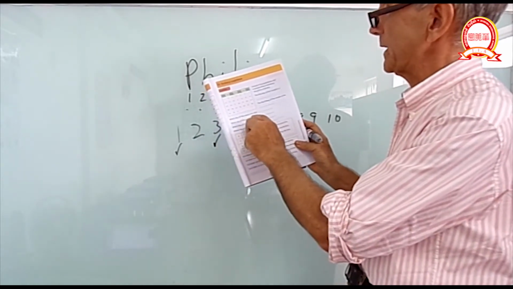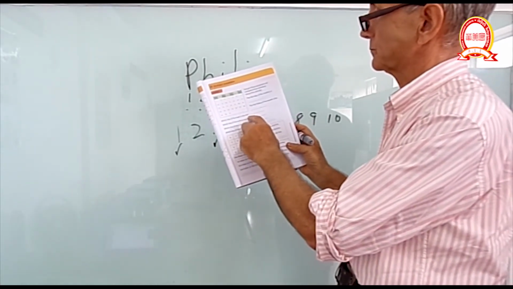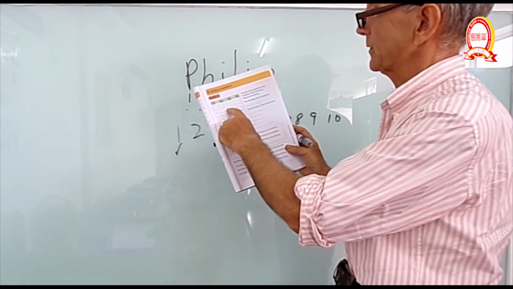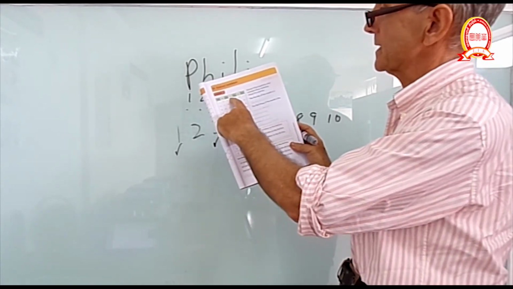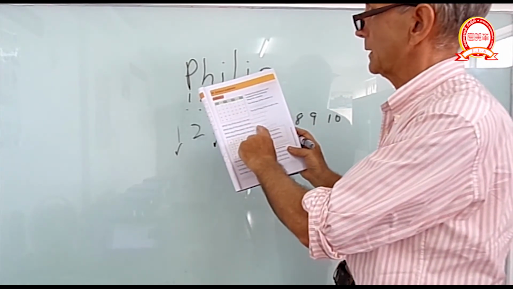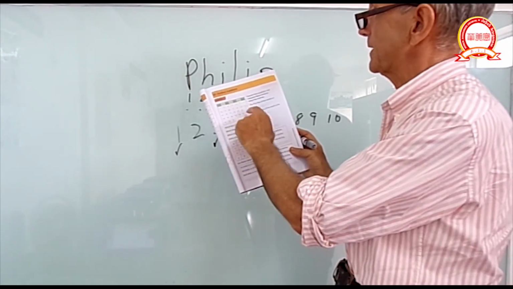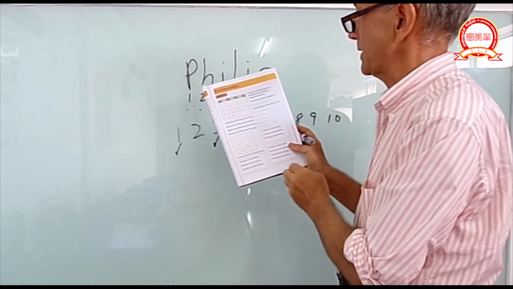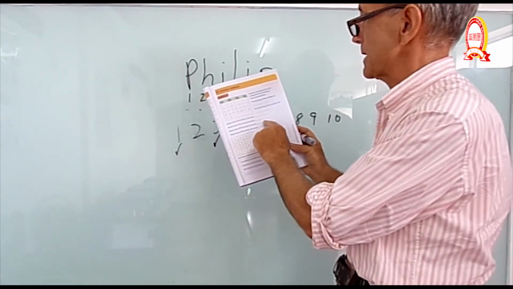Which day of the week is the 11th? There's the 11th, and if you look up, there's the day of the week. Which day of the week is the 6th? Find where the 6th is and then look at the days of the week and write the answer. Do the same with the other two questions.